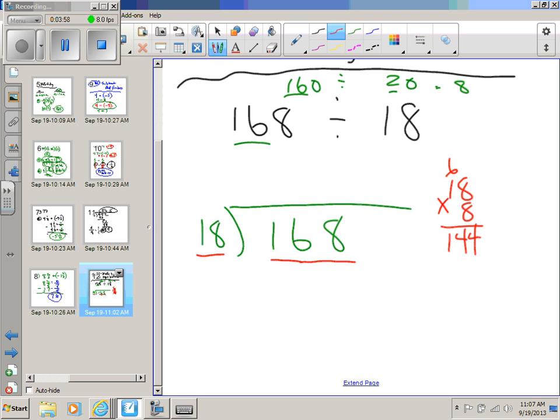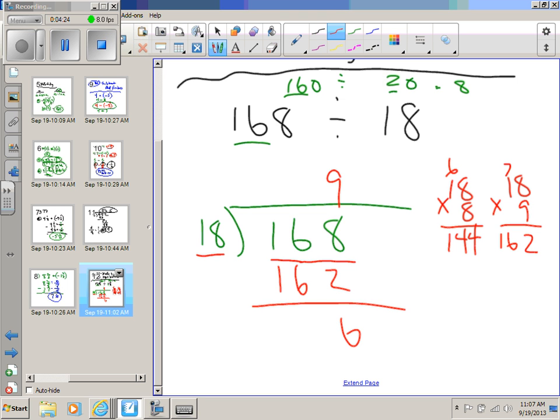How do we know for sure? That doesn't have to give me one more in. So you want to try 9? Only one way to find out. Oh, there's more than one. 162. I think we're good. What's left? 6. So 9, remainder 6.